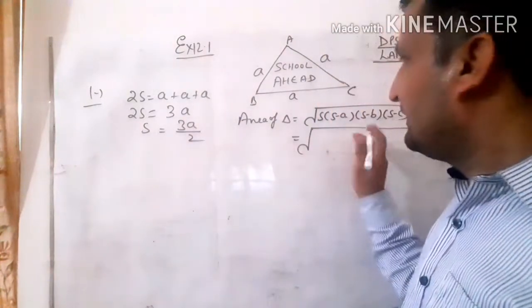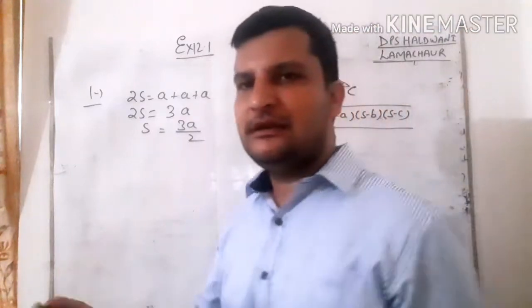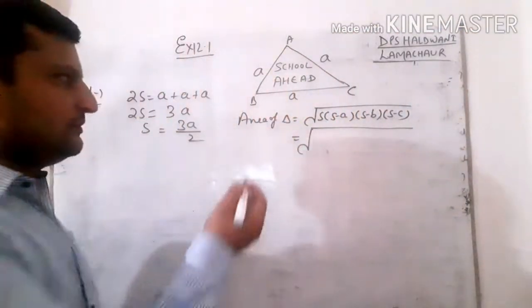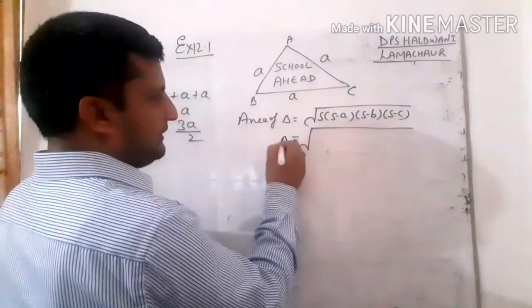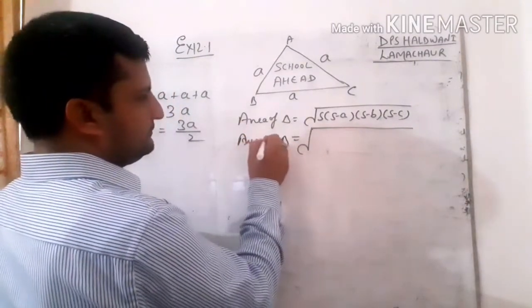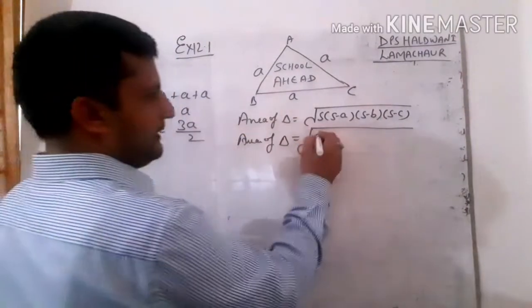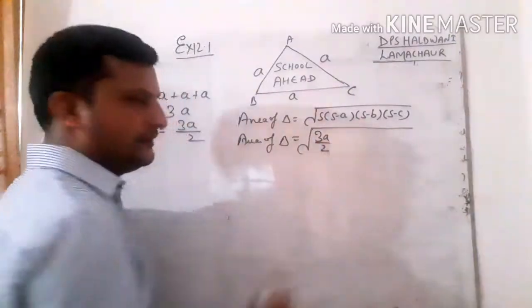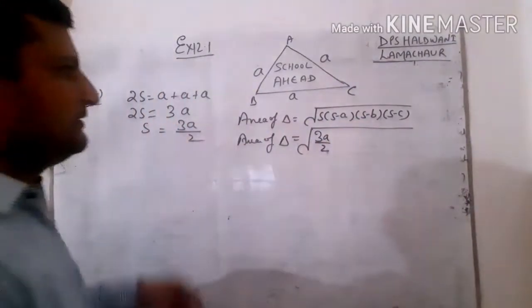So what do we have to put here? A is equal to A, B is equal to A, and C is equal to A. So we have to put it here. Area of triangle is equal to root S, S minus A... Here S means 3A by 2. We have found it: S is equal to 3A by 2.